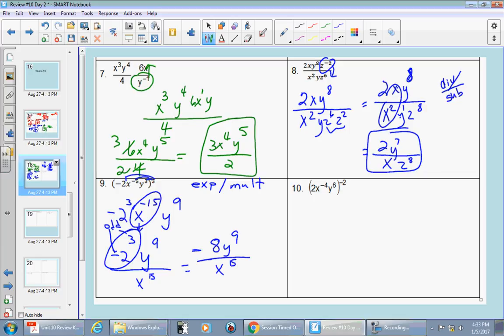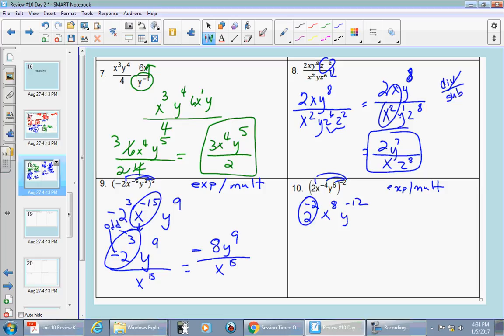Number 10, same type of problem. So let's put the 1 with the 2 again. We're going to do exponent multiply. So that will start with 2 to the negative 2. X to the negative 4 times negative 2 is positive 8. Y to the 6 times negative 2 is negative 12.